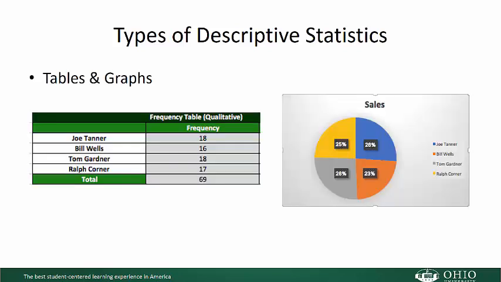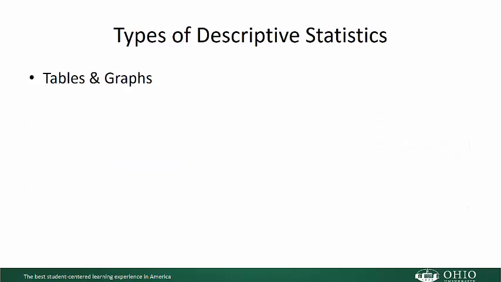One type is tables and graphs. You can see that these charts are organizing and summarizing our data. In these examples, they're describing the number of sales each employee has made. You can see that they're reducing the data into a much more manageable form.